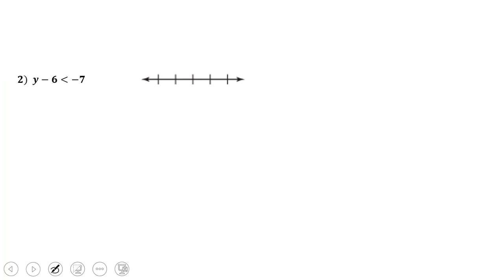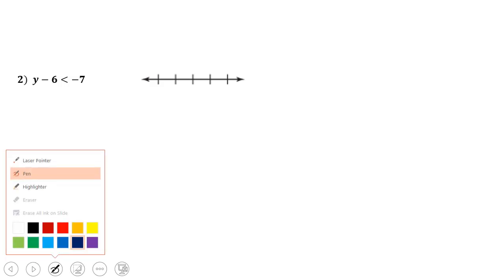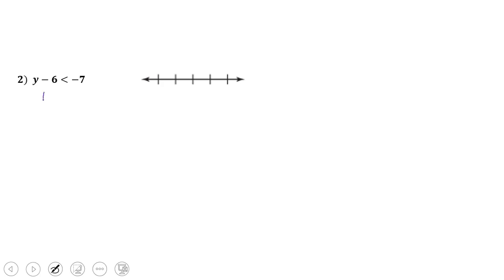Ladies and gentlemen, our next example, number 2. y minus 6 is less than negative 7. To isolate my variable, I am going to add 6 to the variable to get that to be 0. So now y, I know I'm going to keep my inequality true because I'm going to use properties of inequality to add that 6 to both sides. And negative 7 plus 6 gives me negative 1.